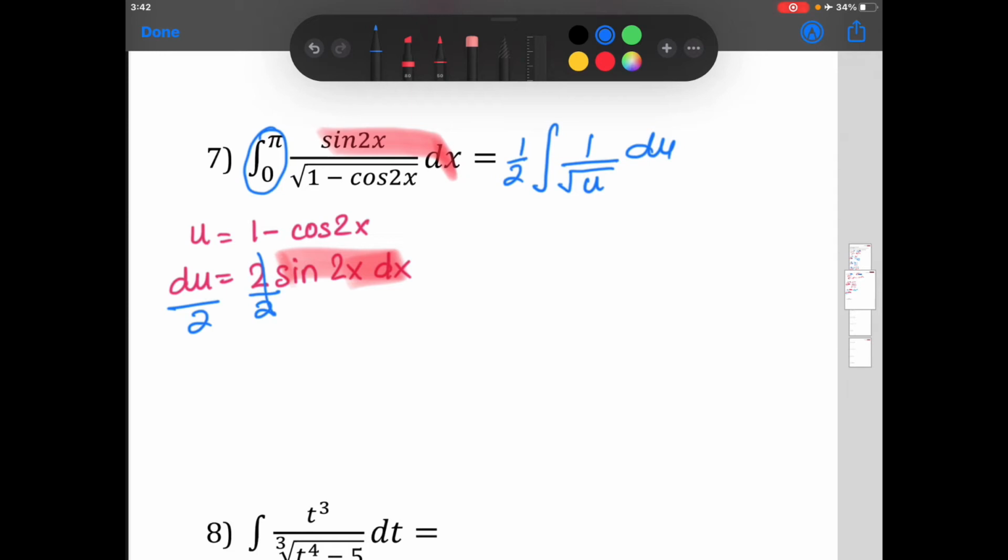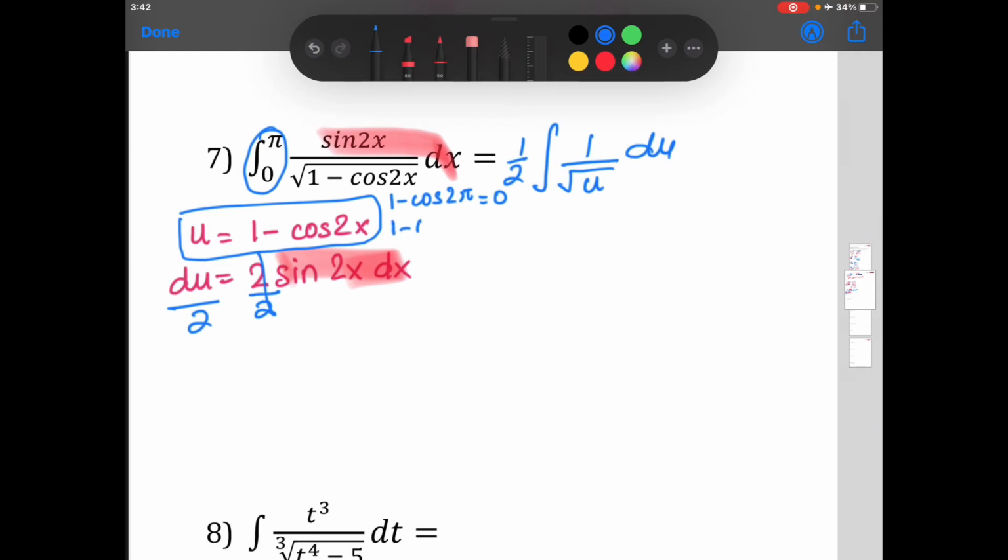Right? So now let's find our bounds. I'm going to substitute my x with my x bounds, and that would give me my u bounds. So I'm going to start with pi. So 1 minus cosine of 2 pi. Cosine of 2 pi is 0. So 1 minus 0 is just, oh no, cosine of 2 pi is 1. 1 minus 1 is 0. I was thinking backwards.